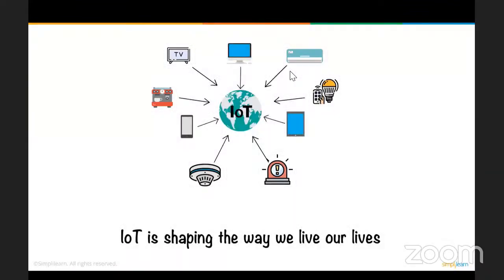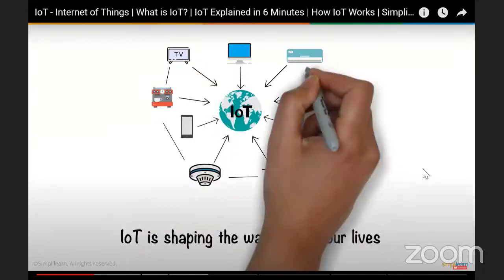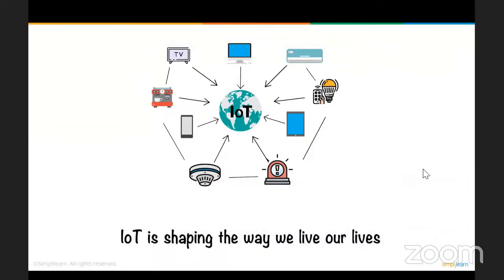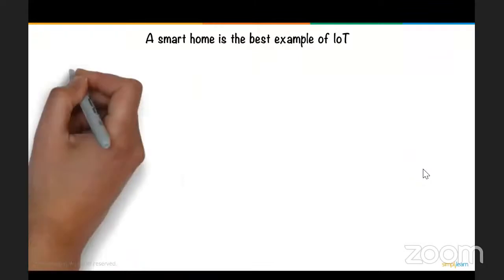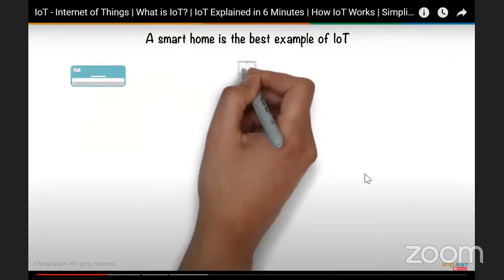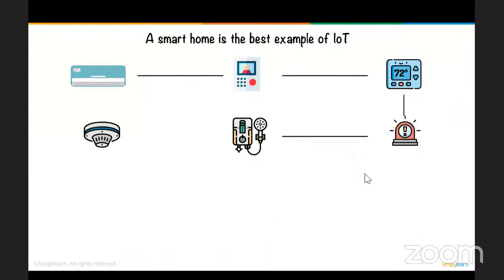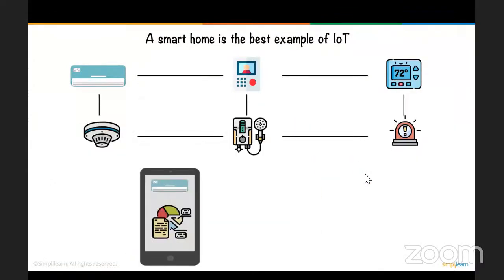So, what exactly is the Internet of Things? IoT is a system of interrelated devices connected to the Internet to transfer and receive data from one to the other. A smart home is the best example of IoT. Home appliances like the AC, doorbell, detectors, water heaters, and security alarms can share data with the user over a mobile application. The user can now get detailed insight into the working of the devices around him.